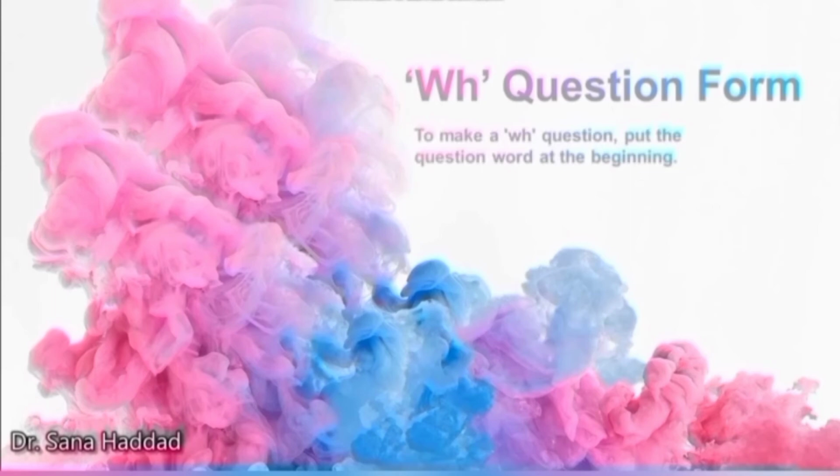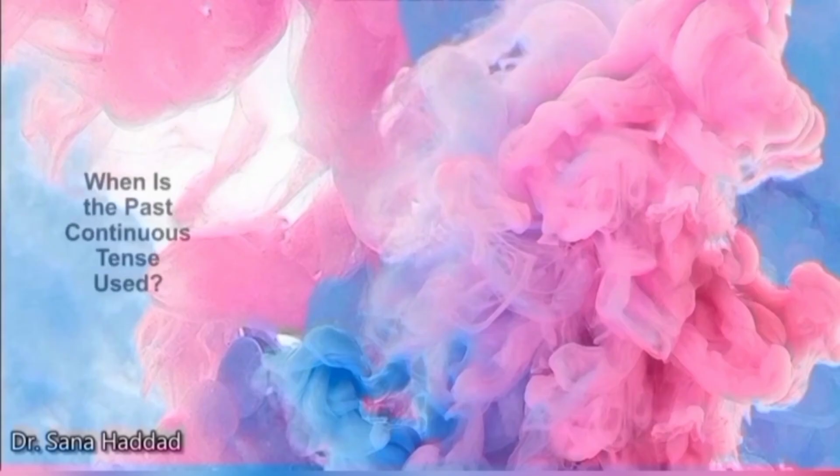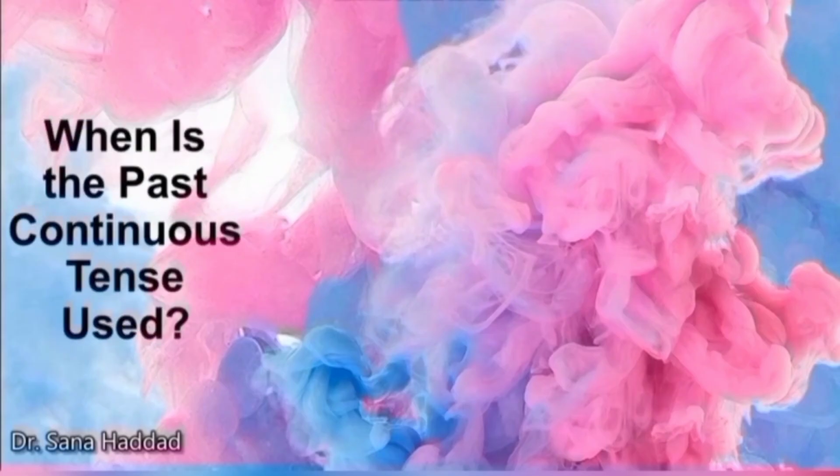WH question form. To make a WH question, put the question word at the beginning. Why was I eating chocolate? What were you studying now? When was he working? What was she doing? Why was it raining? Who were we meeting? When were they coming?